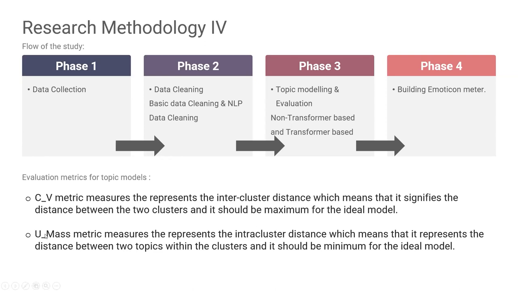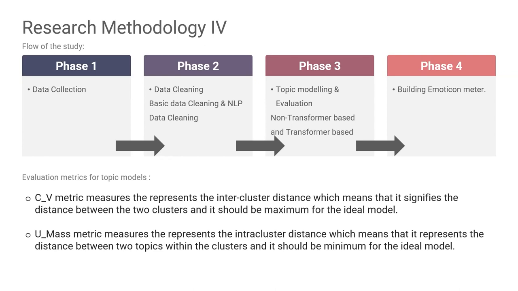So we use two metrics to compare. One is the CV metric. Basically, it measures the inter-cluster distance, which signifies the distance between two clusters, and it should be maximum for the ideal model. If the two clusters are well separated, that means your topics are well separated. And the UMass metric measures the representation of the intra-cluster distance within the cluster.